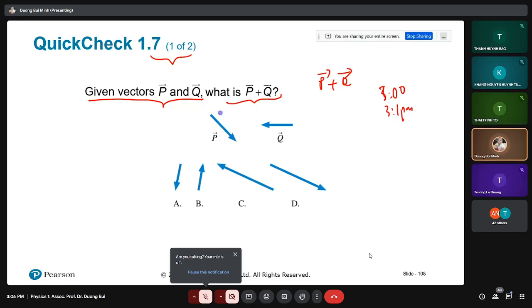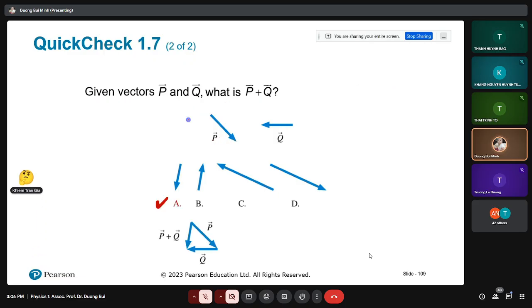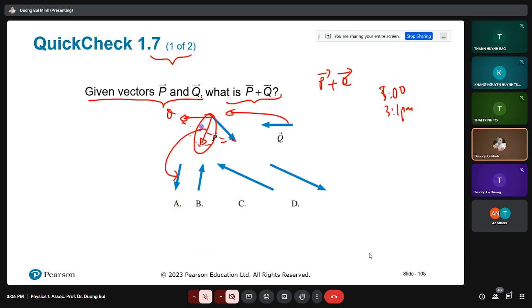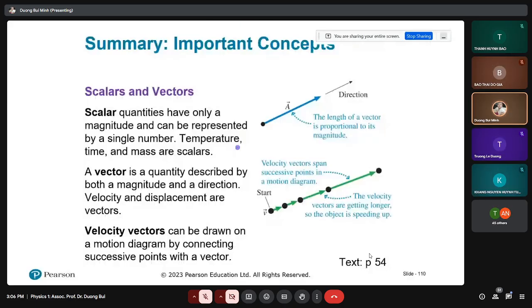Okay, this is B and this is Q. If I translate Q here, you get Q here. So B plus Q, you can get the vector like this. So of course this is the answer. Question 9 is the same as this one. So question 9. Okay, you finished.